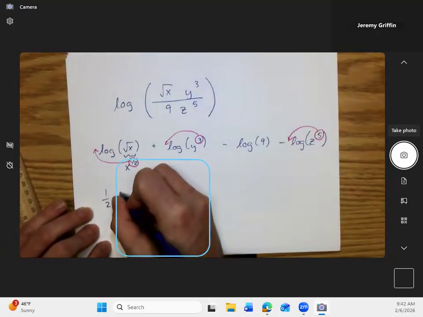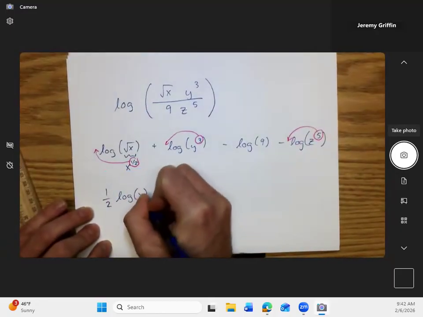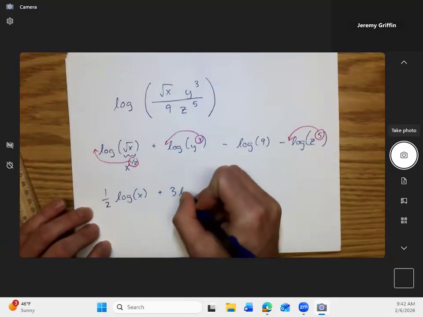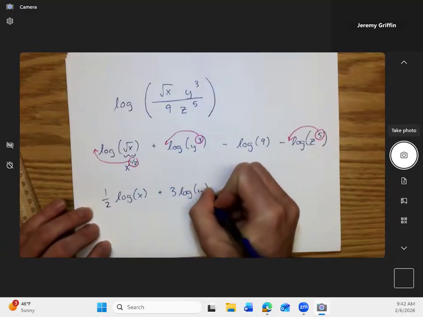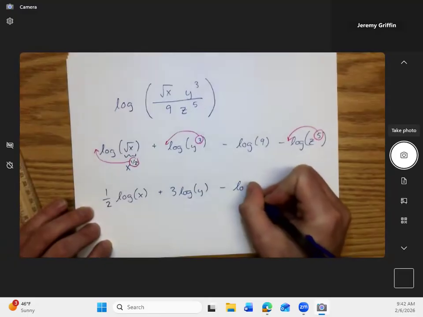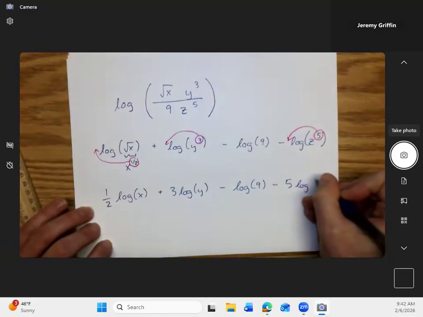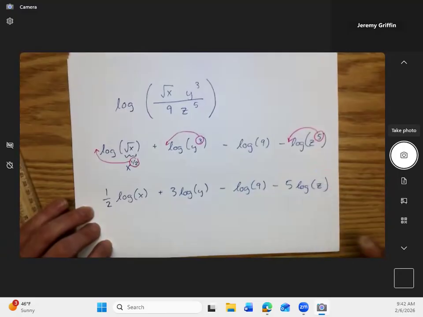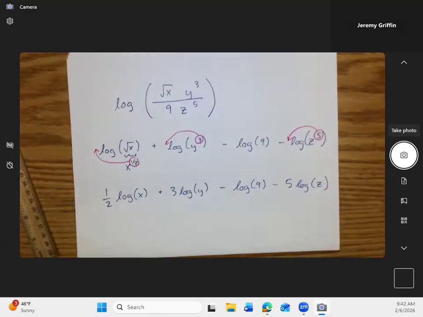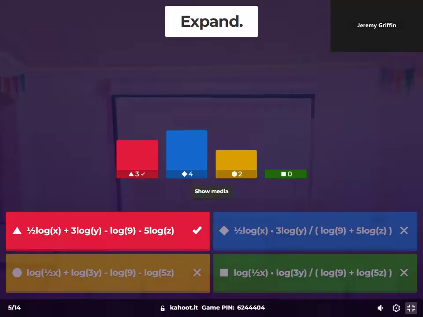So 1/2 log x plus 3 log y minus log 9 minus 5 log z. That's probably what I put on the quiz. Yeah, there's a couple of different ways to write that. All right, you guys good?